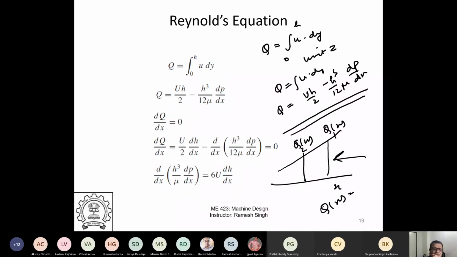Correct, very correct. It will not change. Because why will it not change? Answer is correct. It does not change. Q1 and Q2, Qx will be constant. But why will it be constant?